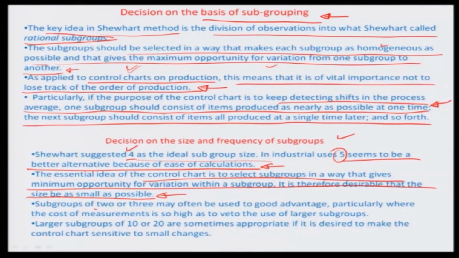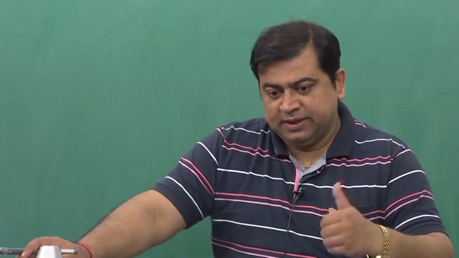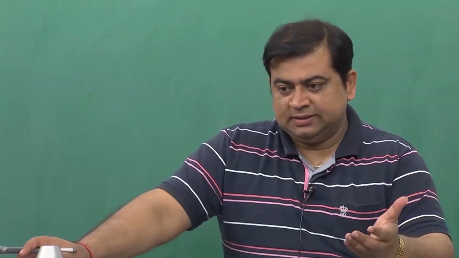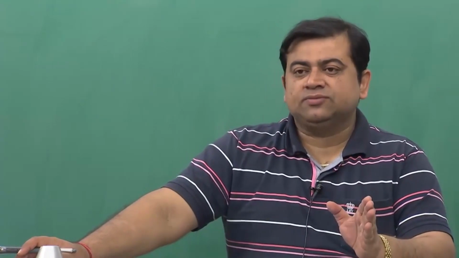Subgroups of 2 or 3 may often be used to good advantage, particularly where the cost of measurements is very high, and so you can save some cost by creating a smaller subgroup size. The only thing you have to be worried about is that the subgroup has to be representative of the population. That is really the challenge that a supervisor of a line faces, who is actually doing this recording, and that's where the experiential domain knowledge comes into the picture, from direct association with the process.